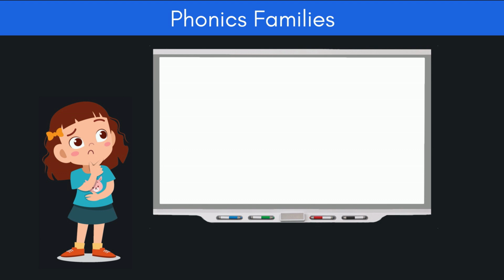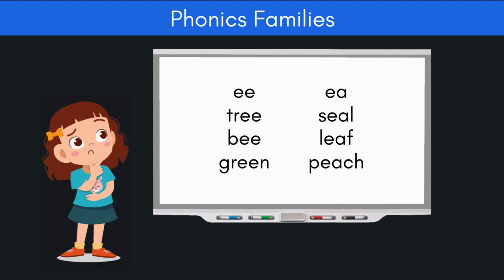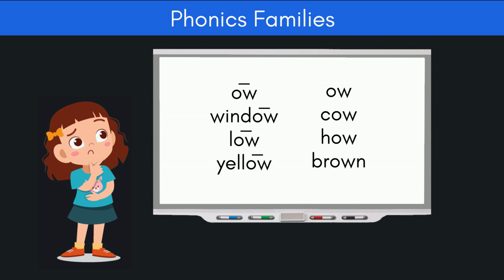Tree, bee, and green are members of one phonics family. Seal, leaf, and peach are members of a different phonics family, even though the pronunciation of E and E-A is the same. And window, low, and yellow are members of a different phonics family from cow, how, or brown, even though both groups contain OW.